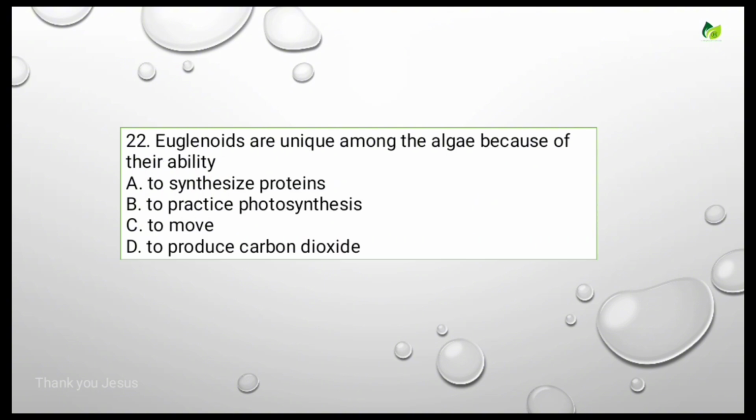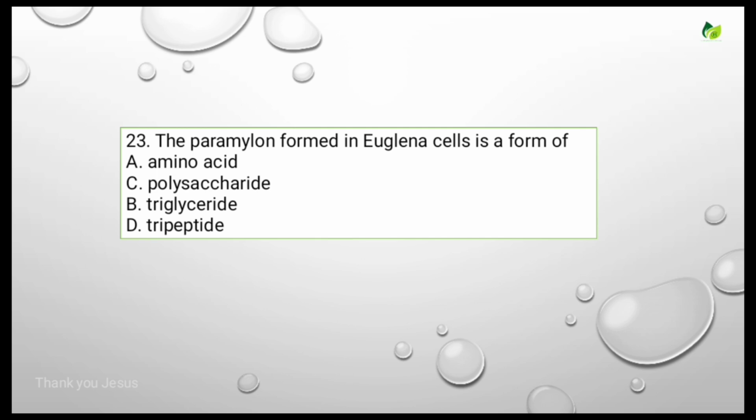Euglenoids are unique among the algae because of their ability. Options are to synthesize proteins, to practice photosynthesis, to move, to produce carbon dioxide. They are unique for their movement. Okay, let's see the next question.